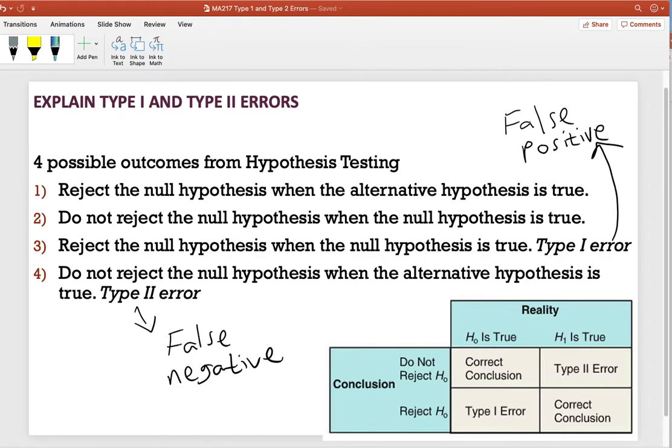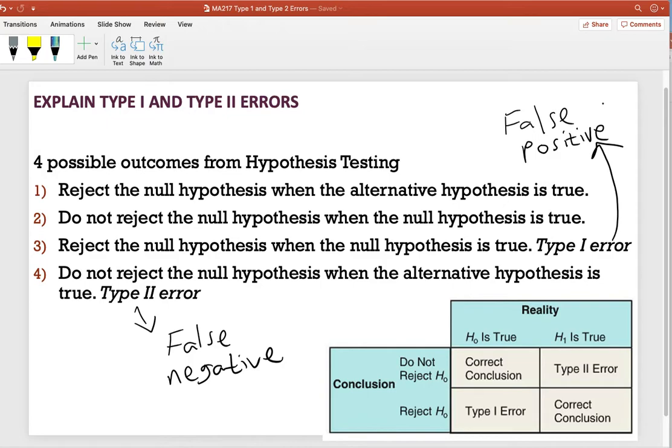The first type of error that we could have is the Type 1 error. That occurs when we reject the null hypothesis when the null hypothesis is actually true. Okay? And that's referred to as a false positive.